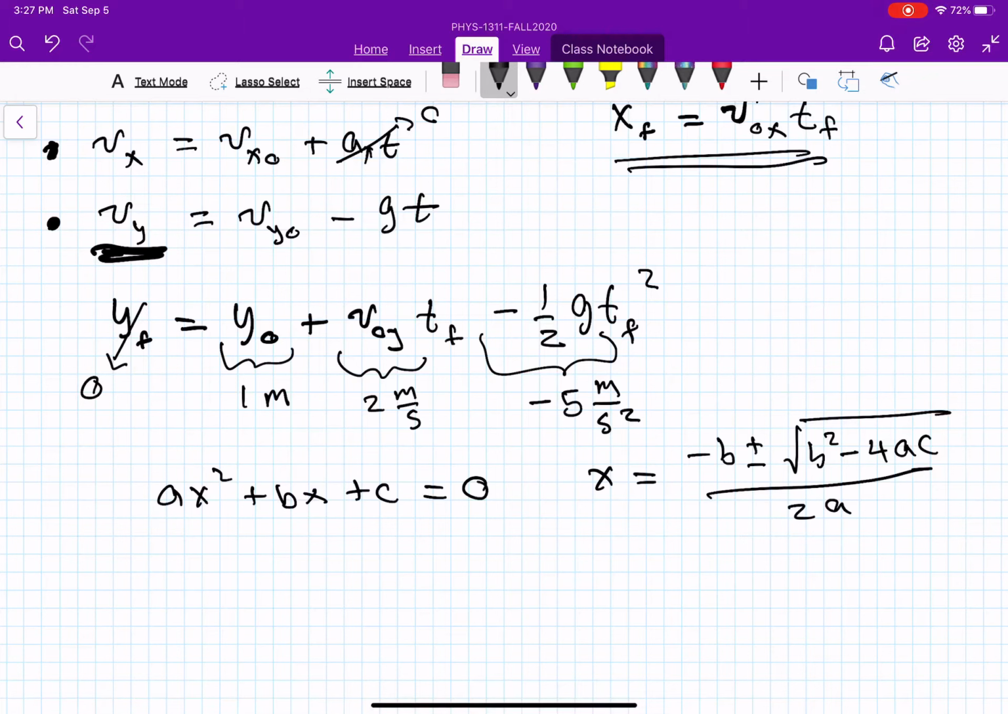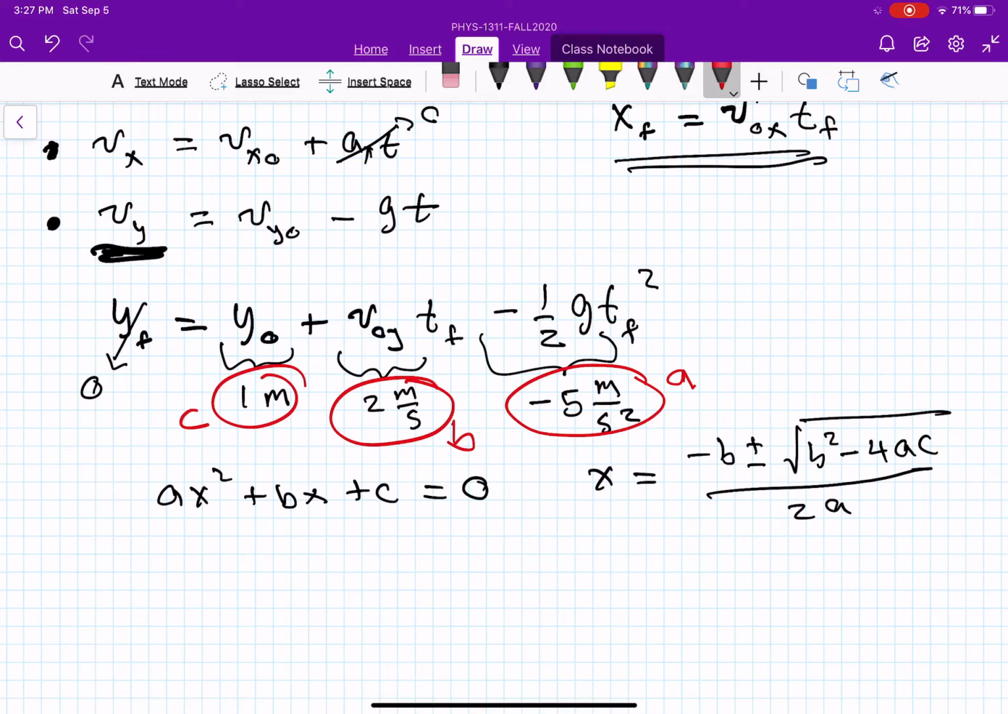And what are my various constants a, b, and c in this example? A is the coefficient of the thing squared. In this case, the thing is t sub f. So this is my A. And I know that B is the coefficient to the t sub f, so this is my B, and then this is my C. So let's plug it in and see what we get.